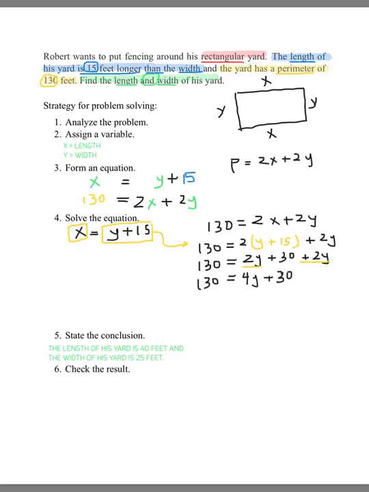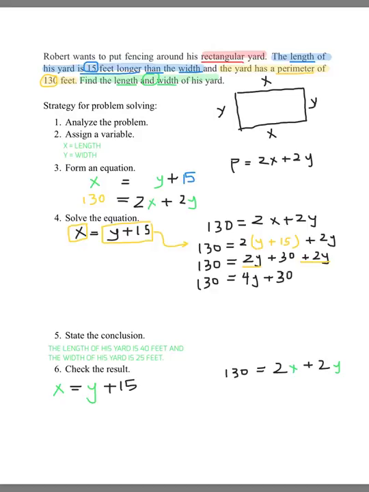So now let us go ahead and check the result. So we'll start off by bringing down the equations. So we're going to have x is equal to y plus 15 for the first equation. Then we're going to have 130 is equal to 2x plus 2y for the second equation.